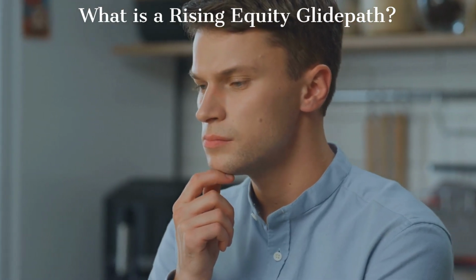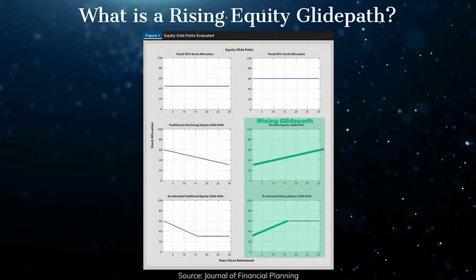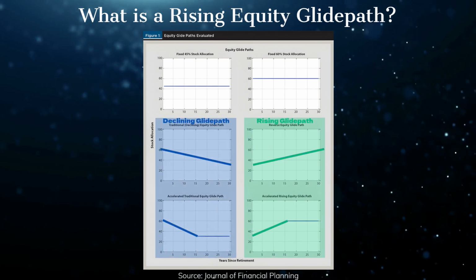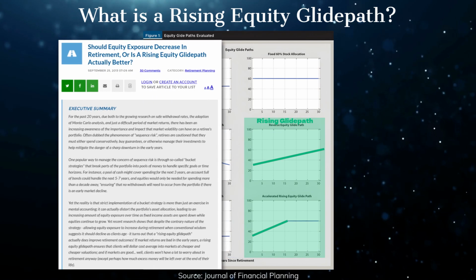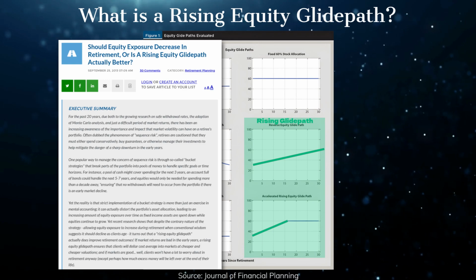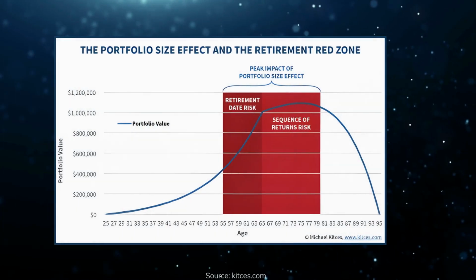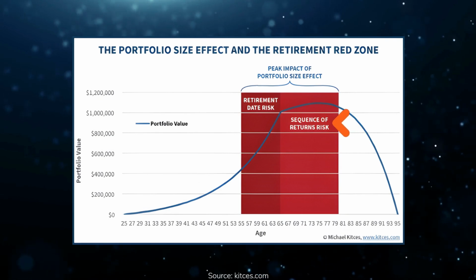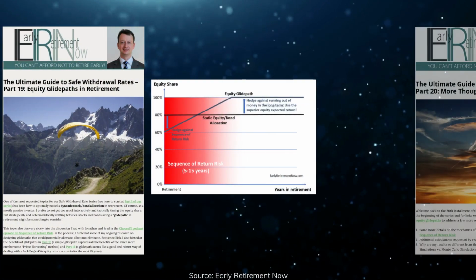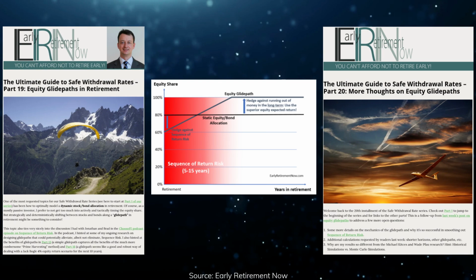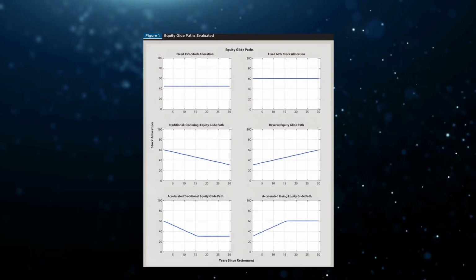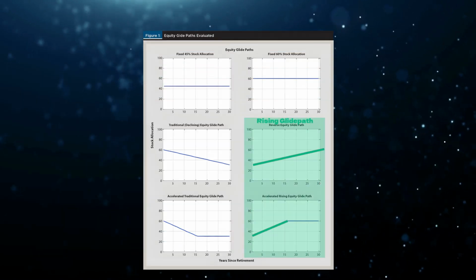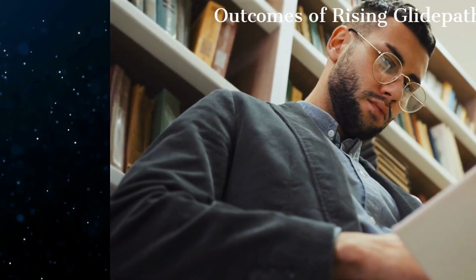What is a Rising Equity Glidepath? The Rising Equity Glidepath challenges the traditional wisdom of decreasing equity exposure as retirees age. In their 2013 paper, Pfau and Kitces suggest that increasing equity allocation over time can actually improve retirement outcomes by mitigating sequence of returns risk. Karsten Jeske, from Early Retirement Now, published a series of blogs in 2017 using historical simulation and came to slightly different conclusions, but the outcomes still indicate that selected glide paths do consistently outperform static allocations.